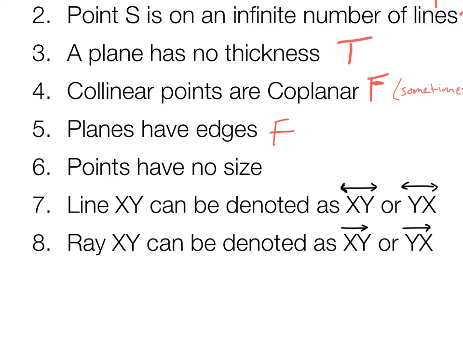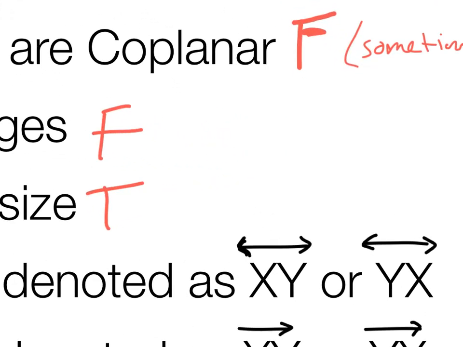Points have no size. True. If you had a number line, and this was 1, this was 2, this was 3. You guys have seen a number line, right? And you're talking about point 2, a point that lies on 2. This point wouldn't extend to 2.01 and 1.99. It's just 2. It has no thickness.